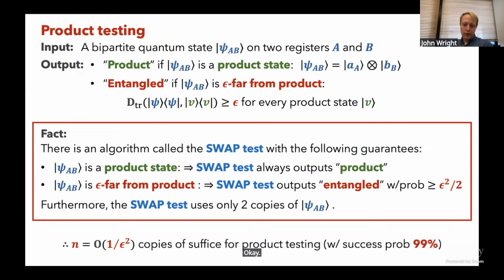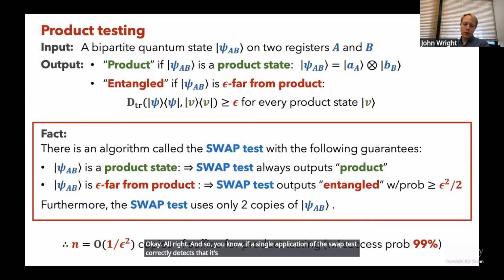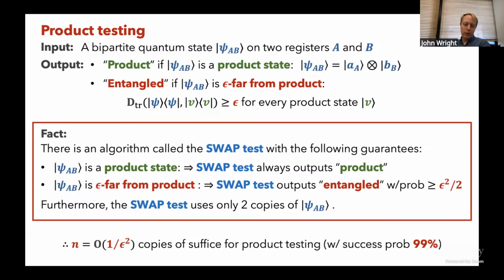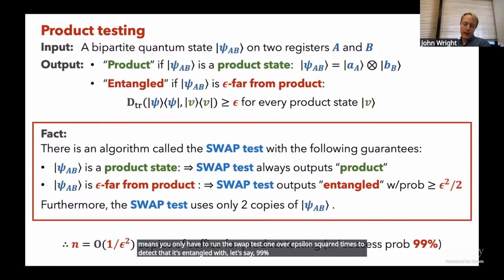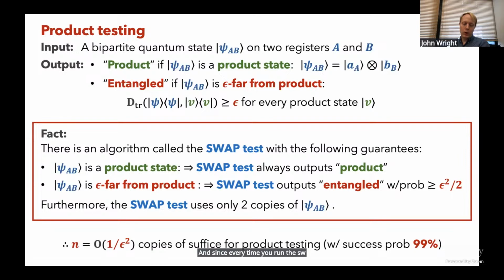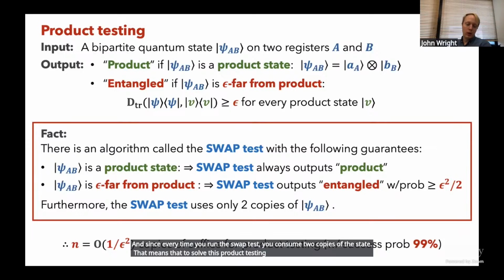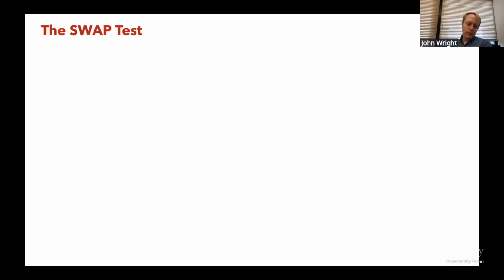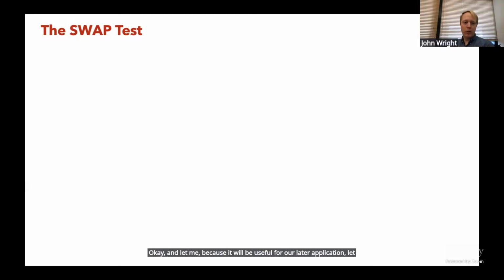If a single application of the swap test correctly detects entanglement with probability epsilon squared, you only have to run the swap test 1 over epsilon squared times to detect it with, let's say, 99% probability. Since every run consumes 2 copies of the state, to solve this product testing problem you only need big O of 1 over epsilon squared copies. And because it'll be useful for our later application, let me remind you how the swap test works.